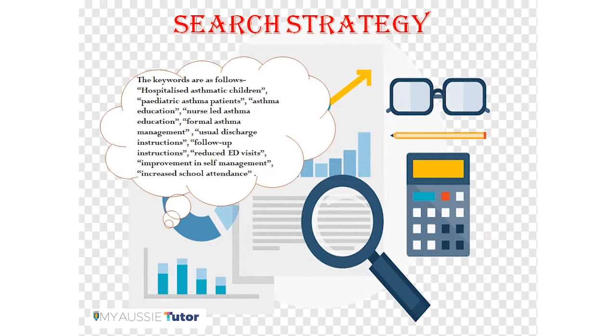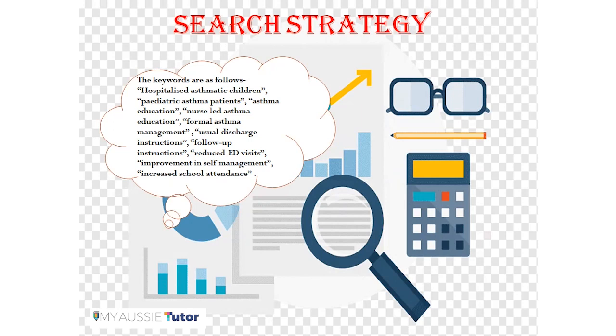So the keywords were as follows: hospitalized asthmatic children, pediatric asthma patients. So the phrase would be hospitalized asthmatic children OR pediatric asthma patients, followed by the intervention: asthma education, or nurse-led asthma education, or formal asthma management, AND the Boolean operator, usual discharge instructions or follow-up instructions. Then using the Boolean operator AND, reduced ED visits, OR improvement in self-management, OR increased school attendance.